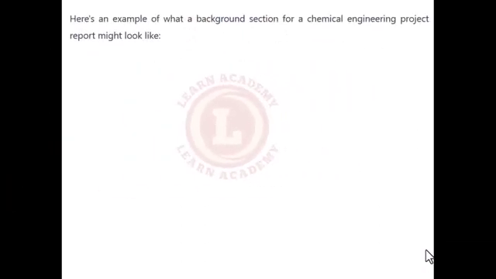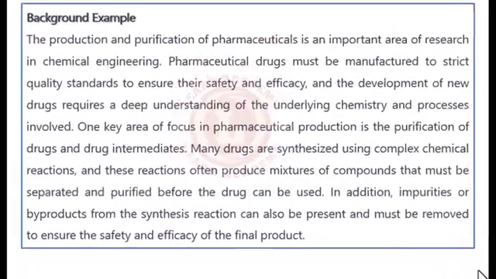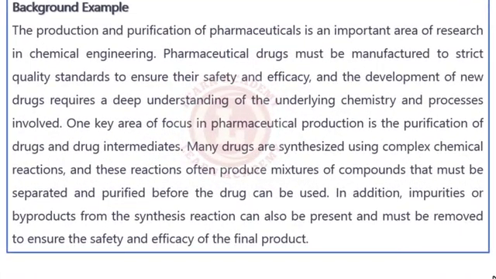So let's look at an example of what a background section looks like. Look at this background section example. The production and purification of pharmaceuticals is an important area of research in chemical engineering. So I want to believe the title of this project should be production and purification of pharmaceuticals, for example.